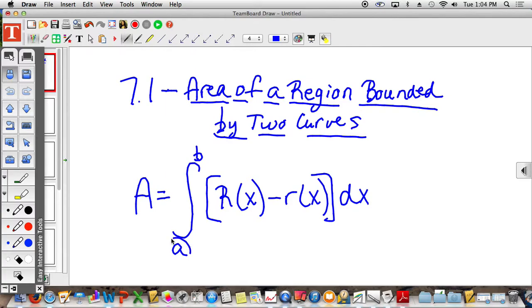The a of this integral stands for the lowest x value of a region.